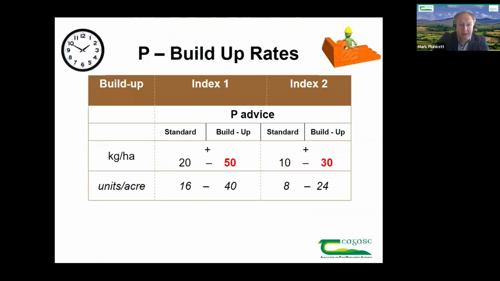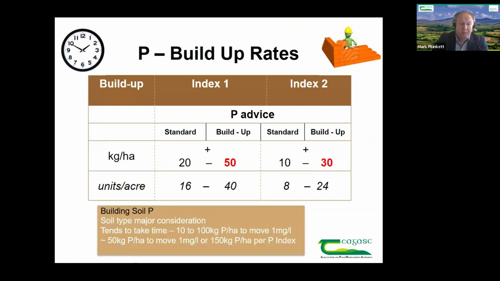So just to remind people, in terms of the build-up rates, our standard build-up rates for phosphorus: at index 1 there is 20 kilos, like a bag of Super P. Index 2 then is 10 kilos or 8 units. It's like a half bag of Super P. And then there's the extra P that we have. There's 50 kilos on index 1 and 30 kilos on index 2.